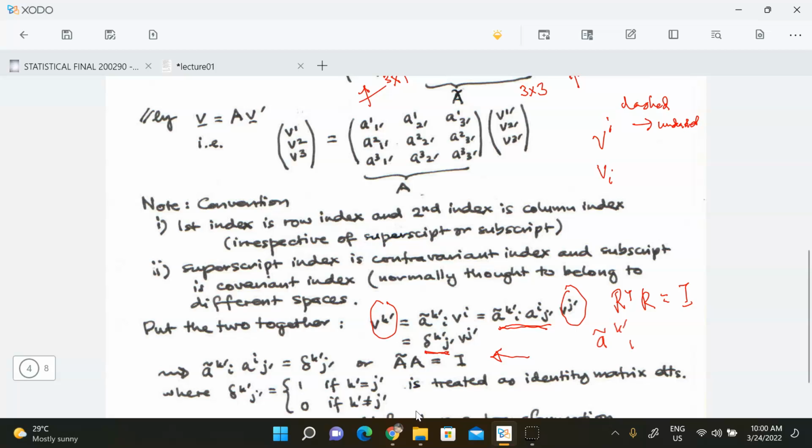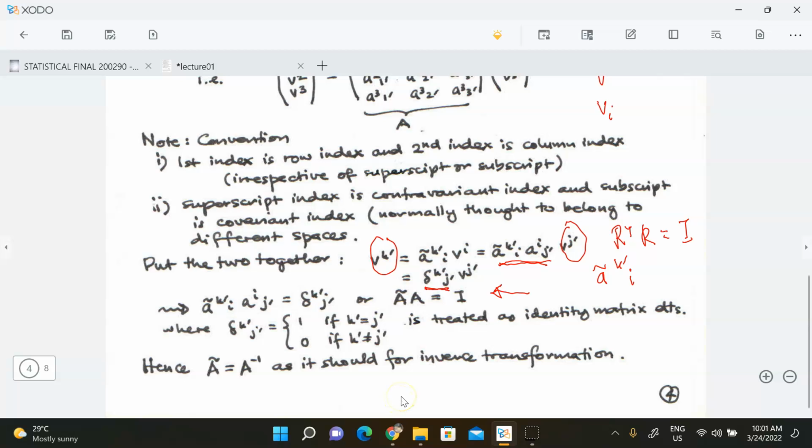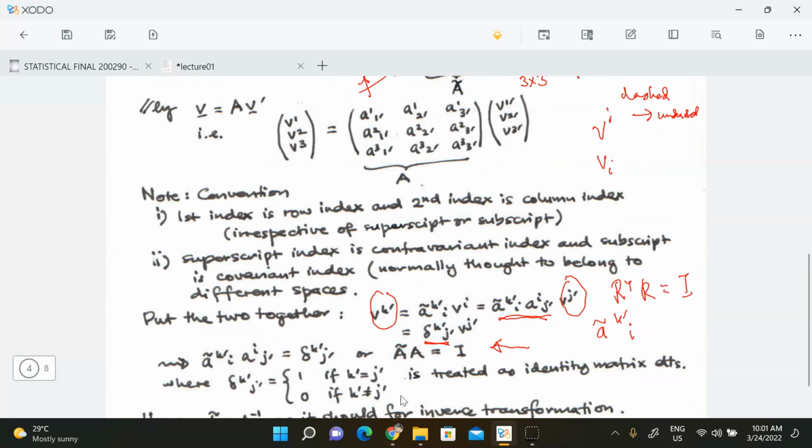And in fact, if you look at the index of A tilde K dash I, your dash is appearing in front and your undash appearing at the back. If I try to swap them, what do I need? I need transpose. So in other words, this transformation matrix is really a rotation. So your A tilde corresponds to a transpose. So A tilde here is your A inverse, which is your A transpose. That's what I'm trying to say. Let me see, what do I have next?